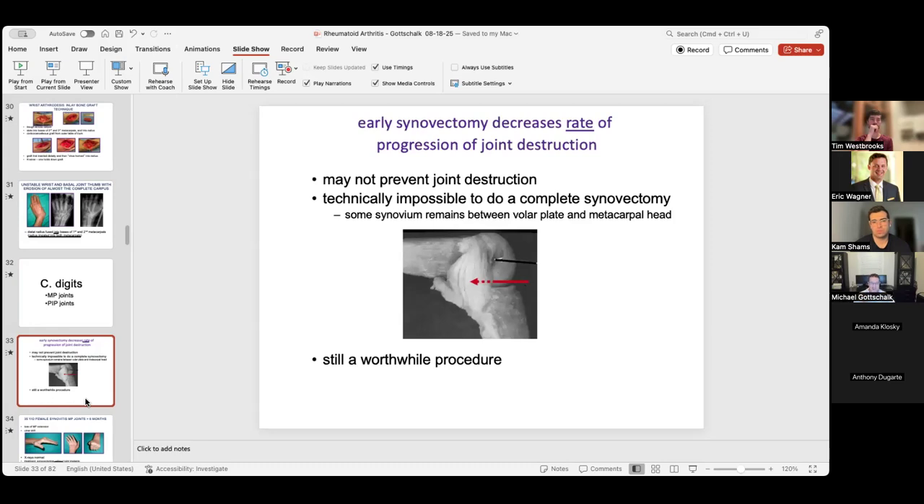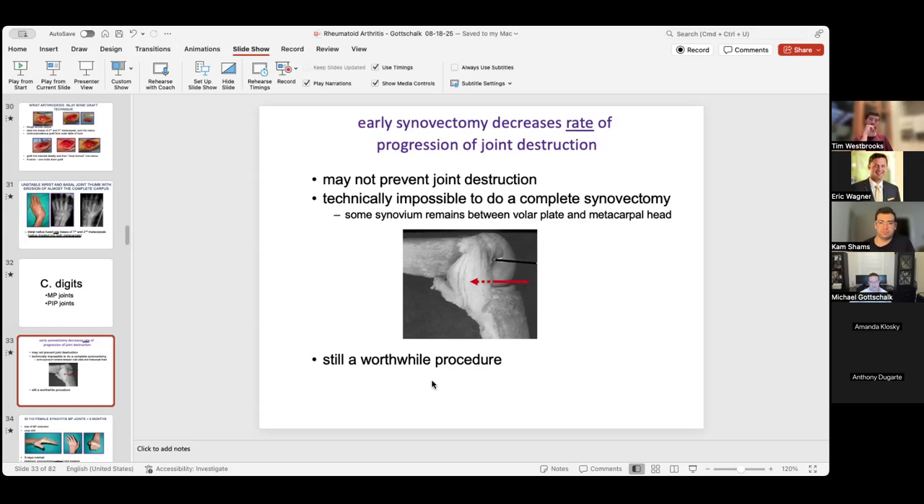So just like anything else, if someone comes in with a pretty swollen joint, an early synovectomy can really decrease the rate of progression of any joint destruction. It may not totally prevent it, but at least it gives them a good shot. It's impossible, especially in the MPs and the PIPs, to get rid of all the synovitis because it will often hide in the collateral recess or beneath the volar plate underneath the metacarpal head. With that said, it's still a worthwhile procedure.